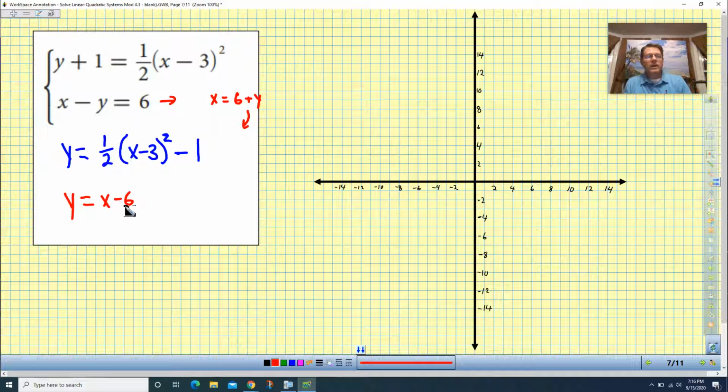All right, so in this case, we have the second is the line. So I guess we'll start with the line again. So we got a -6 y-intercept and a +1 slope. So that makes it easy.